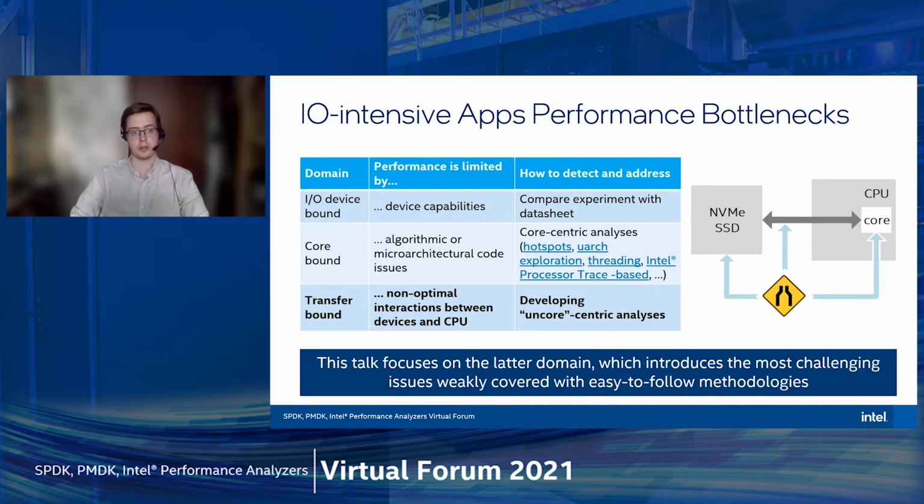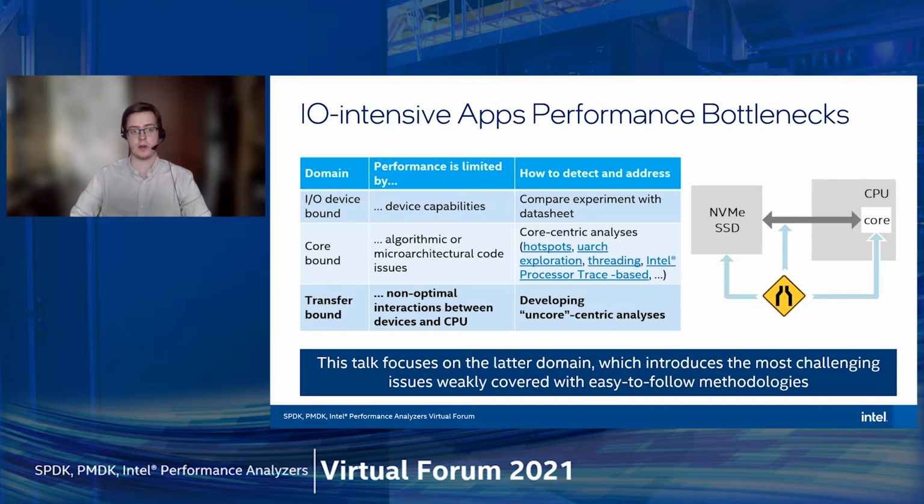domains. The first one is called I/O device bound, and in this case, performance is limited due to device capabilities, and this is quite simple. You just need to somehow capture performance numbers from the application level or from the platform level, and we will show how to do that with Intel tools, and then just refer to the datasheet to make sure that your device is not hitting its limit.